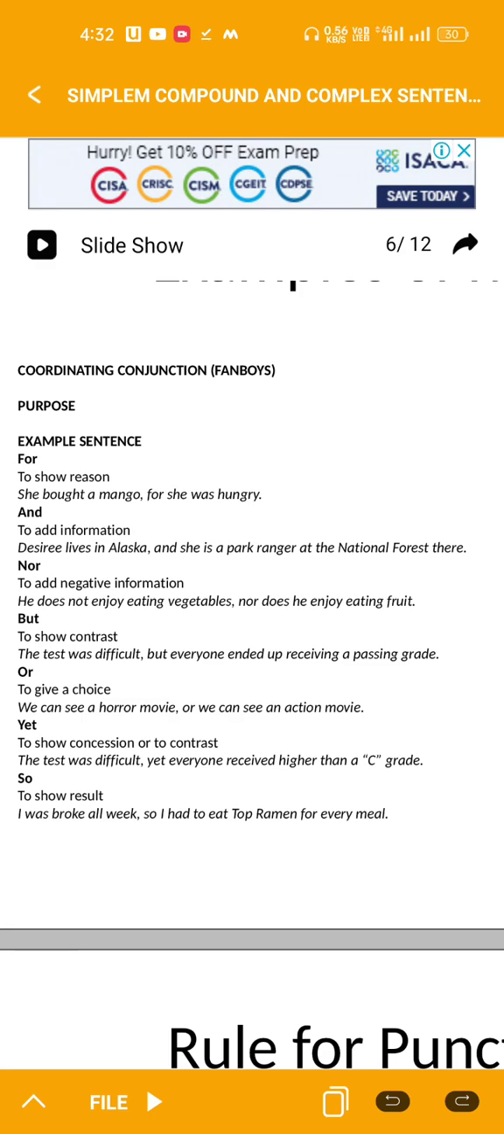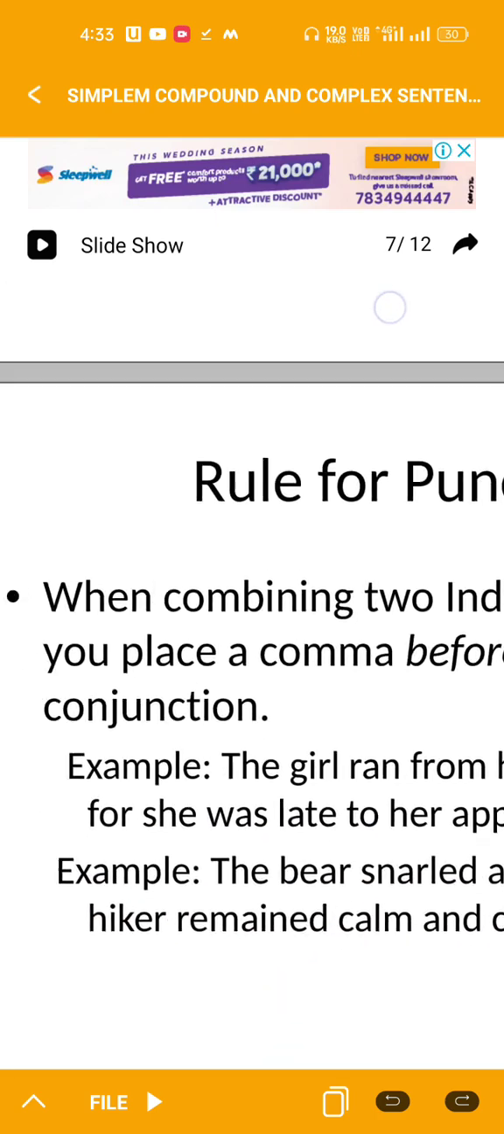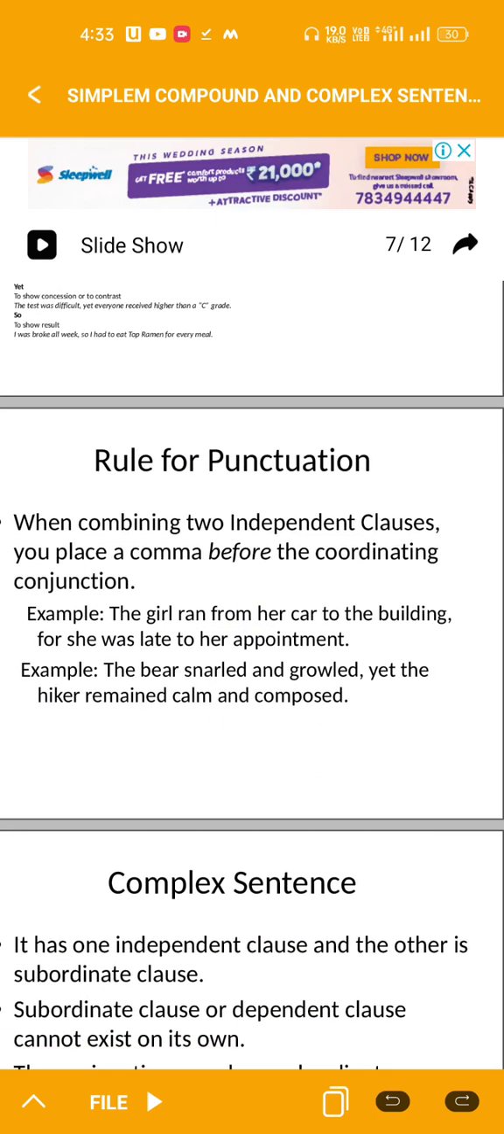It's easier to see that it is used as a coordinating conjunction, but you need to see that they are joining two independent clauses. It should not be like if and is used to join two words, then no, it is not a compound sentence. It may be a simple sentence, the way I already told you. So there is a rule of punctuation for it.